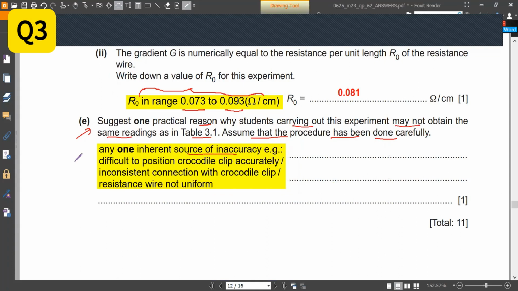inherent source of inaccuracy, difficult to position the crocodile clip accurately at exactly the correct position, inconsistent connection with the crocodile clip, resistance of wire is not uniform. So maybe the wire, the diameter is not the same everywhere. So that can have some effect on the resistance as well.